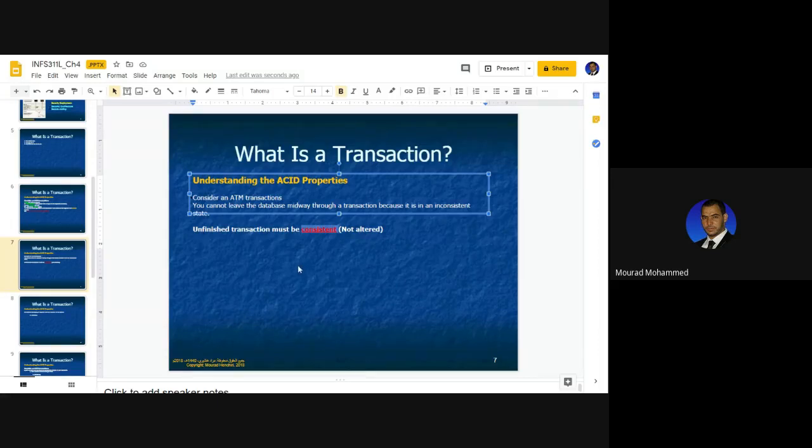Means, for example, in the case here, as per the example I gave you, the ATM withdrawal action would take, for example, 1 minute. If at 30 seconds, after half of the time has passed, an electrical short circuit happens, means the current has shorted for one reason or another, the transaction is not finished.